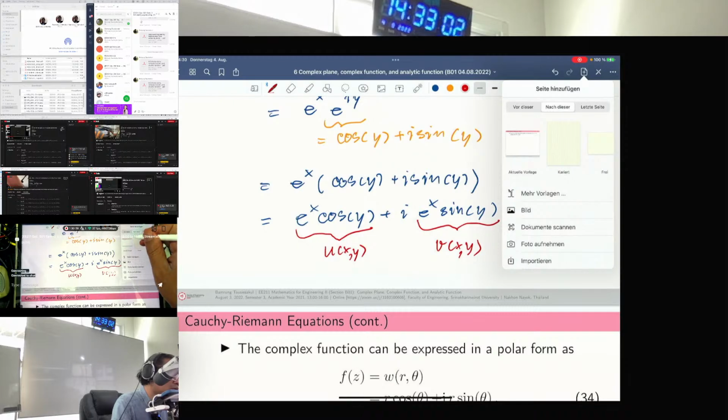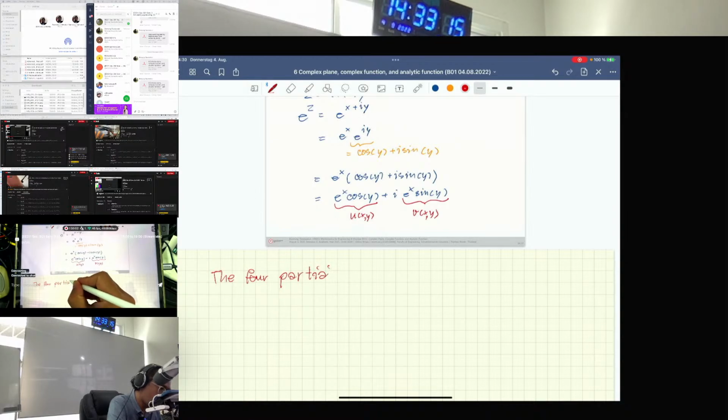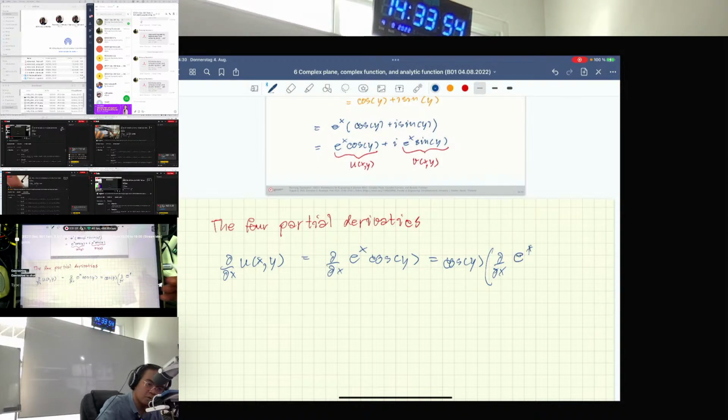Now it's time to observe the partial derivatives. For the partial derivative ∂u/∂x of u(x,y), it will be ∂/∂x of exponential x and cosine y, and that's cosine y, and ∂/∂x of e^x, right? So this one will be exponential x and cosine y.